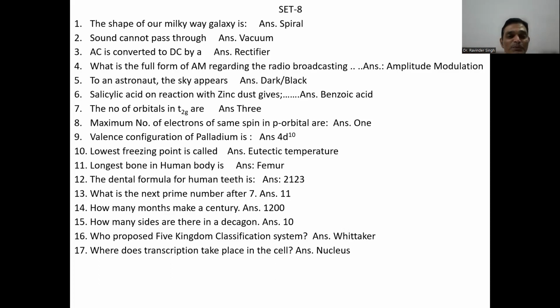Answer is 10. Who proposed the 5 kingdom classification system? Answer is Whittaker. Where does the transcription process take place in the cell? Answer is the nucleus.